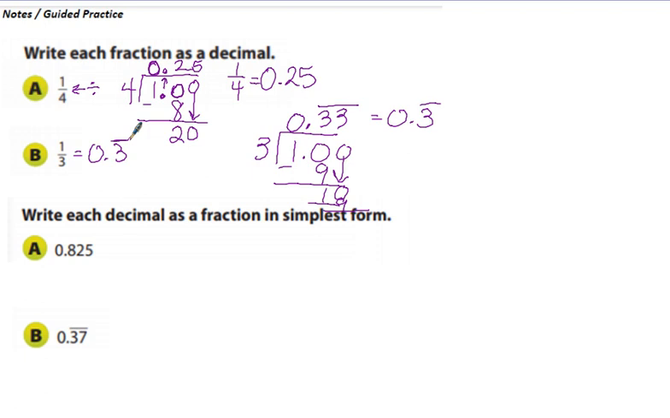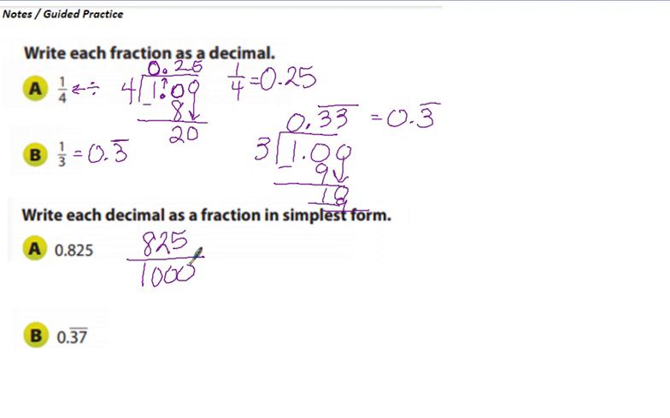Pretty nice and easy. Now decimals to fractions can get a little trickier. When it is a terminating decimal, so A is a terminating decimal because it ends. See how it has a definite number of place values? It has 3 place values. That's it. Finite number. There's not more, there's not less. We read the decimal 825 thousandths, right? This is tenths, hundredths, thousandths. So we read it 825 thousandths.